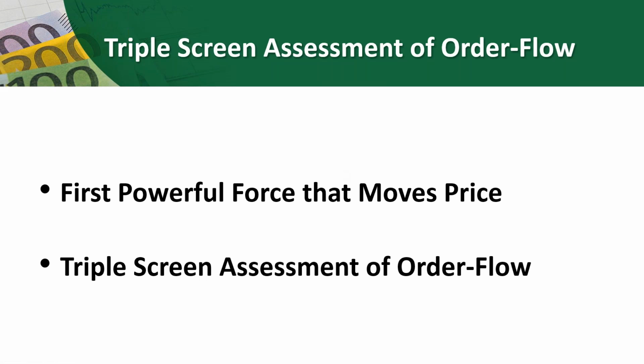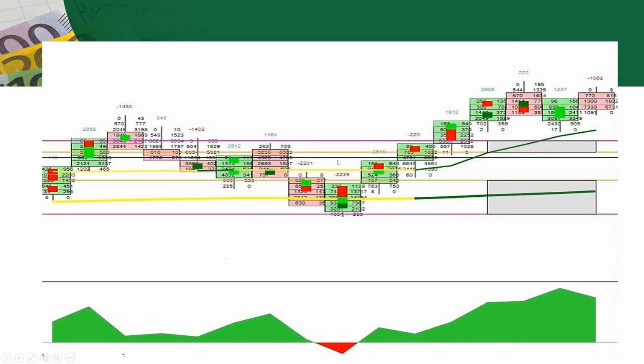So the first most powerful force that moves price is triple screen assessment of order flow. Again, I could hear you guys in the background: oh, these order flow candles. Oh my God, look at all these numbers on the left, on the right, on the bottom, on the side, on the top. It is virtually impossible, especially in these markets that have been moving really fast, to make heads or tails of what's going on here until it already happens.